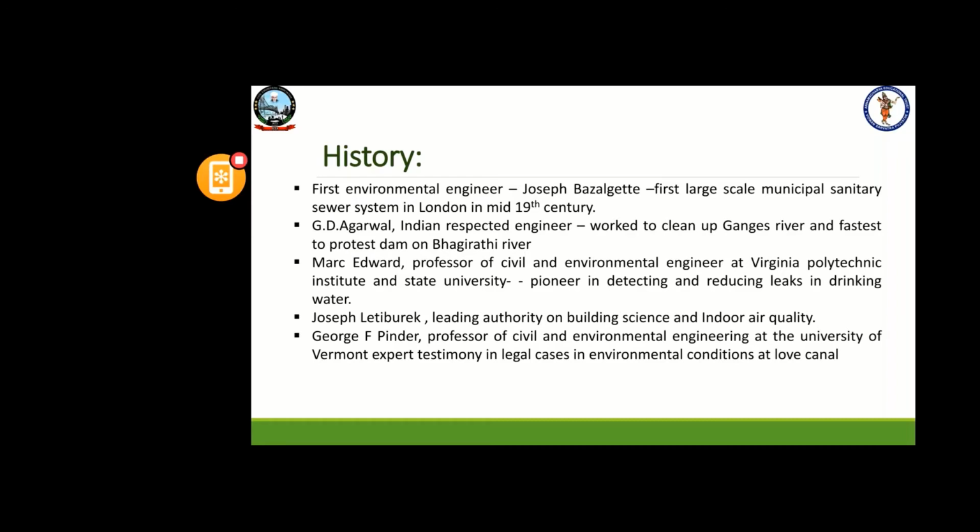Then Professor G.D. Agarwal, from India, a respected engineer, worked to clean up the Ganges river and fasted to protect the dam of the Bhagirathi River. The next scientist from a civil and environmental engineering background, Mark Edwards, from Virginia Polytechnic Institute and State University, is a pioneer in detecting and reducing leaks in drinking water supply systems.